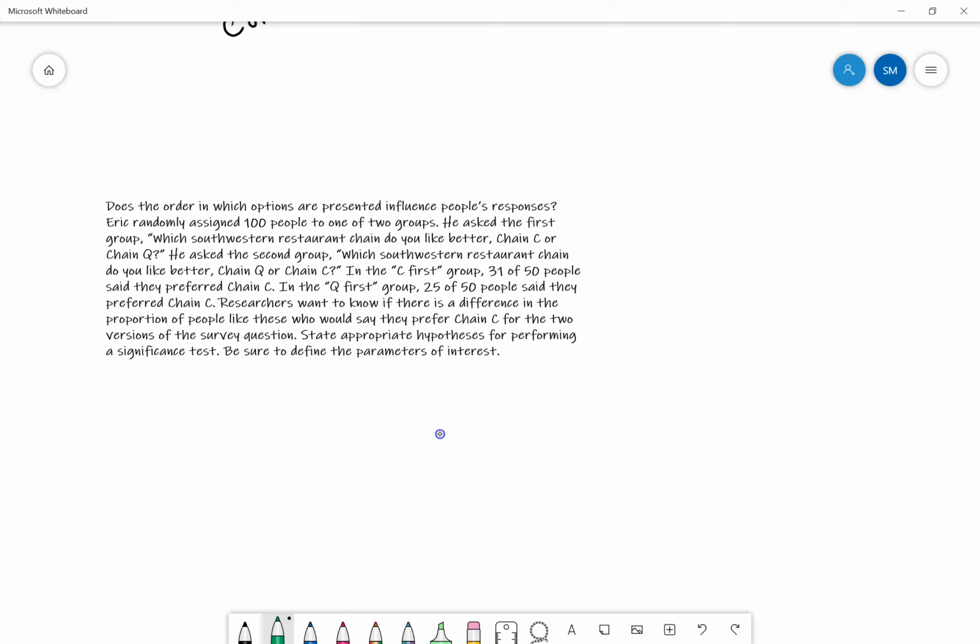So what he's doing is he's changing that order. Notice that he does C then Q, and then he does Q then C. So in the C first group, it says that 31 out of 50 said they preferred chain C. In the Q first group, 25 out of 50 people said they like C.